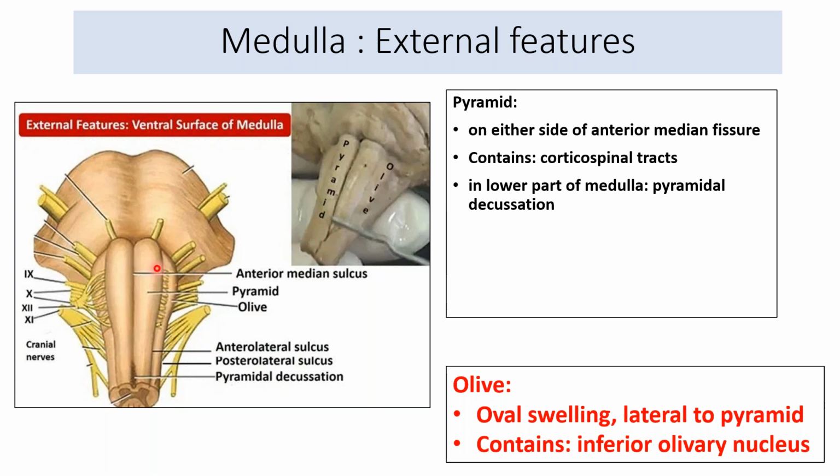And lateral to this pyramid, you have another swelling which is called the olive on both sides. These are the oval swellings lateral to the pyramid, and they contain a nucleus which is called the inferior olivary nucleus. That is why the name is olive. So onto the medulla, these median swellings on both sides of the anterior median sulcus are the pyramids, and these lateral swellings are the olives.